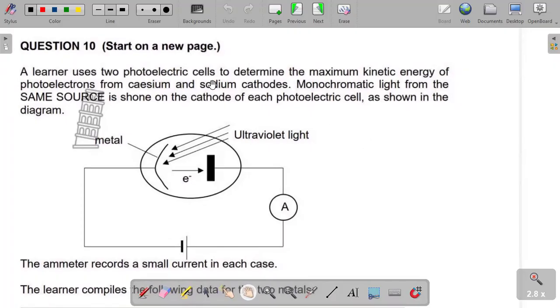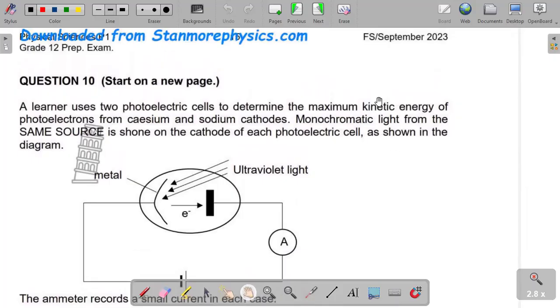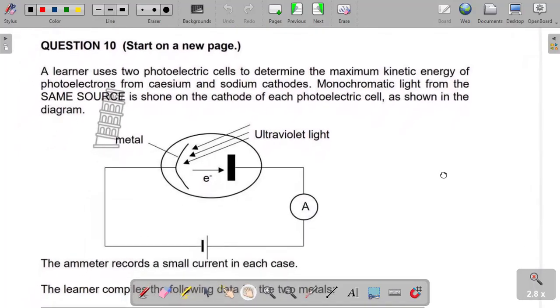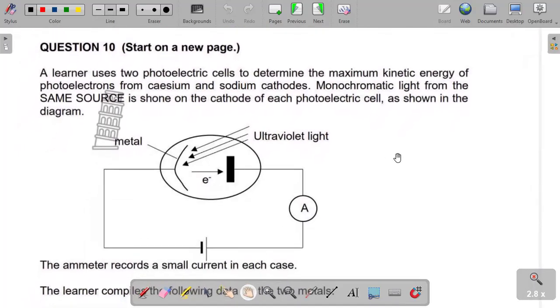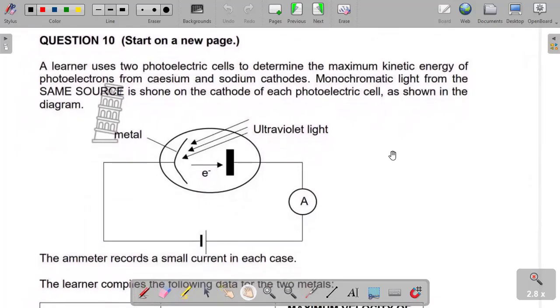So for lesson 8, we're gonna do question 10 here. This is question 10, and it comes from Free State September 2023, and this is what we're gonna use for our lesson 8. Okay, so let's read the question together.